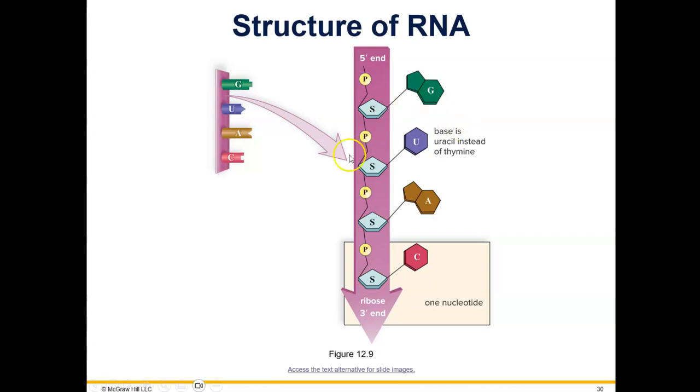So the structure of RNA is a little different from DNA. It is composed of nucleotides, but it's only single-stranded. And also, instead of the nitrogenous base thymine, RNA has U, or uracil.